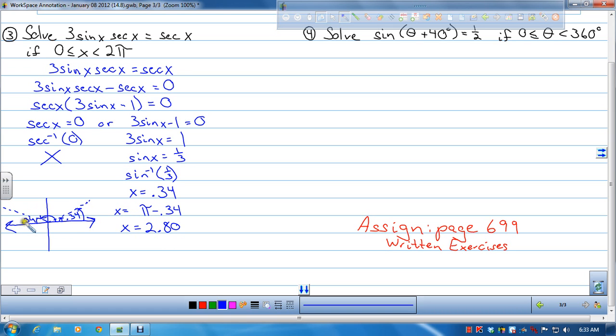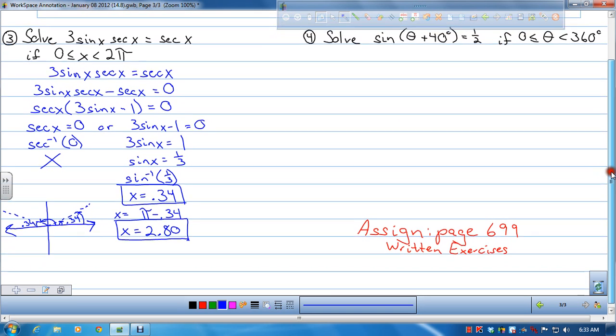Remember that 180 degrees is equal to just pi. Got a little ahead of myself there, thinking about another problem. So anyway, pi minus 0.34 would be 3.14 minus 0.34, which is 2.80. So my answers for this would be x equals 0.34 or x equals 2.80. Getting here, not so bad. You just need to remember there is possibly another answer for a primary solution to this problem.